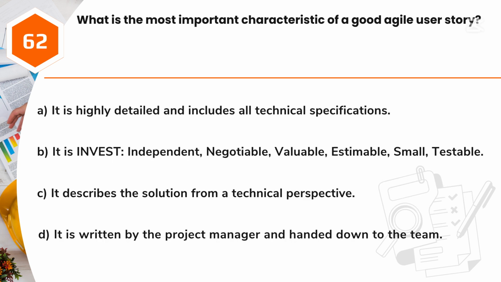Question 62. What is the most important characteristic of a good Agile user story? A. It is highly detailed and includes all technical specifications. B. It is independent, negotiable, valuable, estimable, small, testable. C. It describes the solution from a technical perspective. D. It is written by the project manager and handed down to the team.